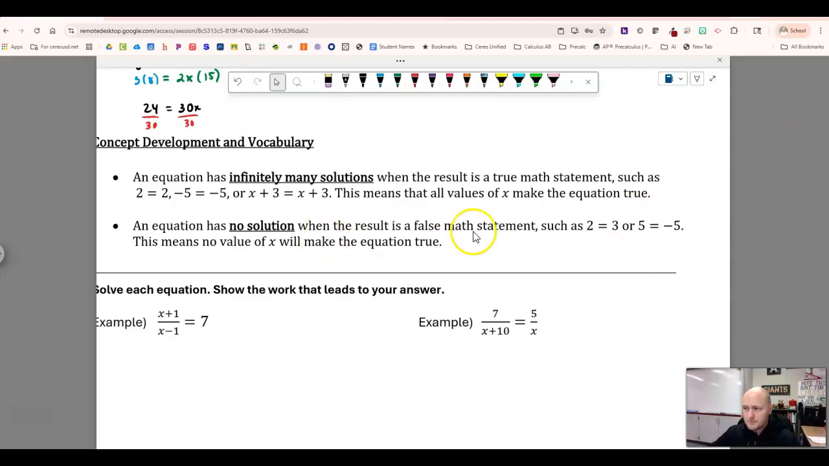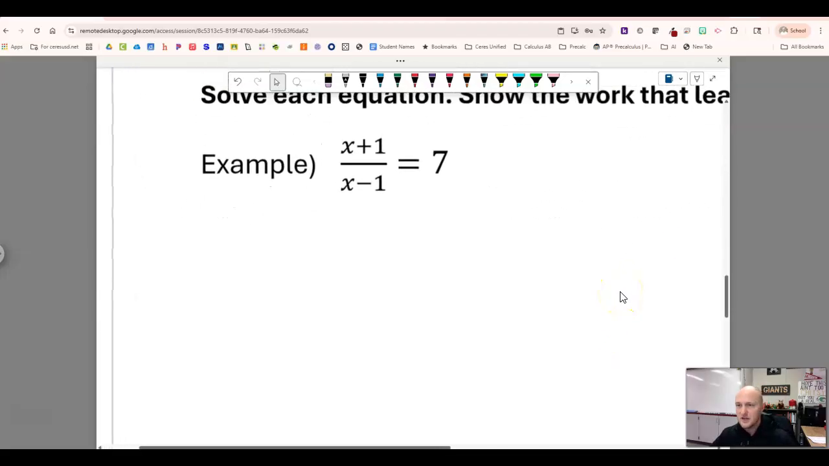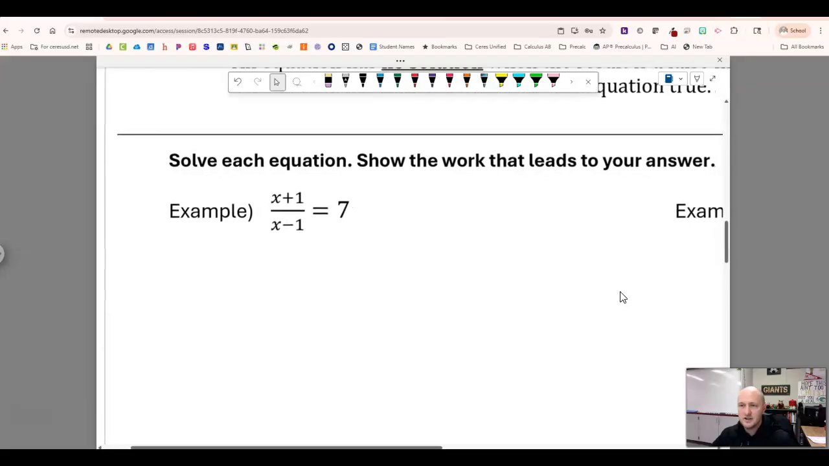What about a broken statement, a false statement? So we covered true. Hey, this is true. Infinite solutions. What about false? That would be no solution. And an example of this would be 2 equals 3. 5 equals -5. No value of x will ever make this true. So let's go ahead and look at some examples here. Solve the equation, show the work that leads to your answer.